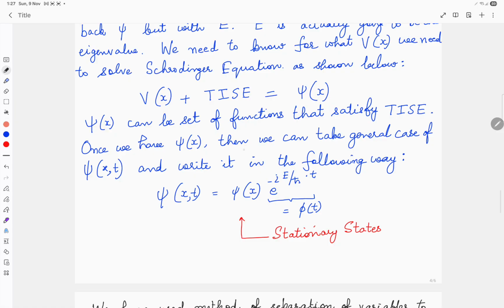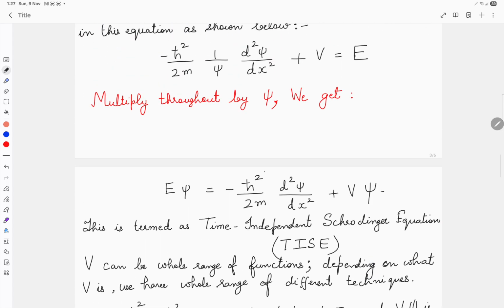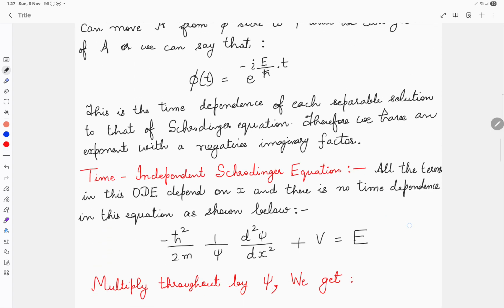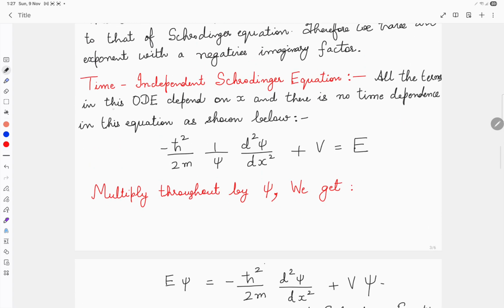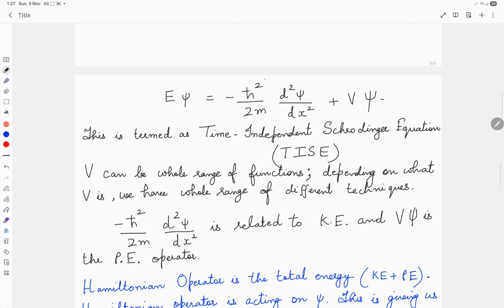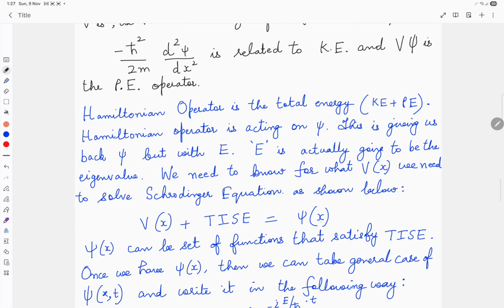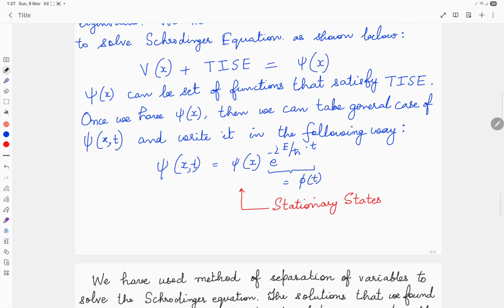So once we have psi of x, then we can take the general case of psi of x,t and write it in the following form, because in the previous case we found phi of t, and from the time independent Schrodinger's equation we will find psi of x. So we have two solutions, psi of x and phi of t, and we started from the method of separation of variables, in which the overall big psi, which is dependent on x and t, we will substitute with psi of x and phi of t.